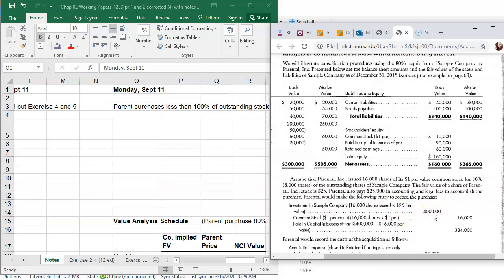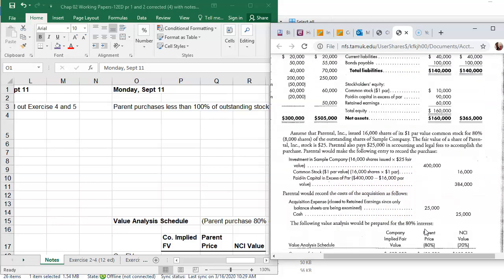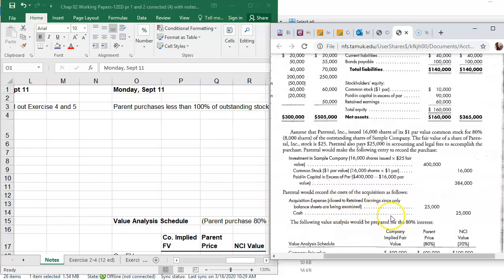In this case, they issued their own stock out to Sample. So they're going to have the 16,000 shares of common stock credited at a dollar par, and the difference is going to go into paid in excess. And then we have the acquisition expense being recorded as well.